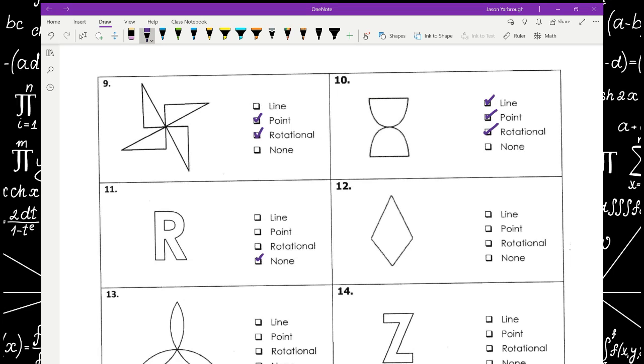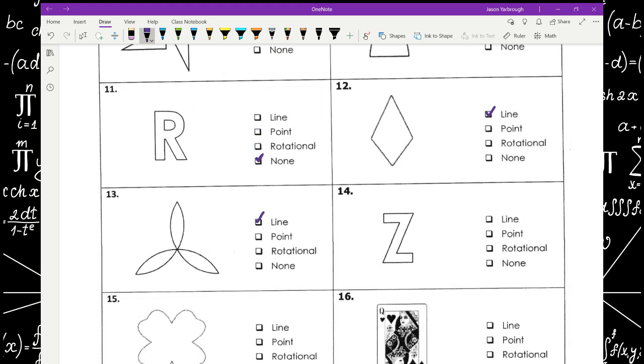12, line symmetry, yeah, go straight up and down, you get line. Point, no. Rotational, no. 13, line symmetry, yeah, anytime going through these, like that one, this one, or this one here, all 3 of those are lines of symmetry. Point symmetry, turn it upside down, it's not the same. Rotational, repeats 3 times, so yeah.